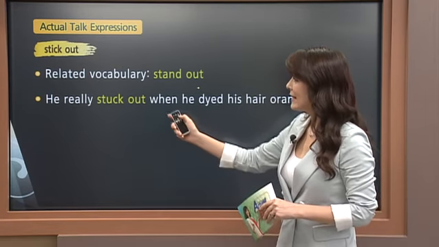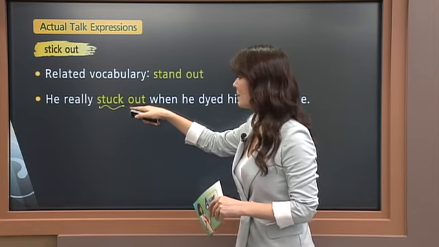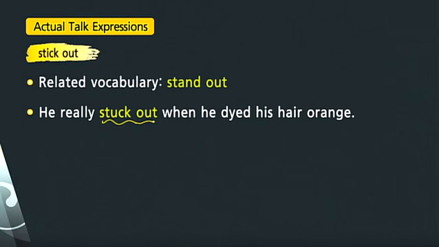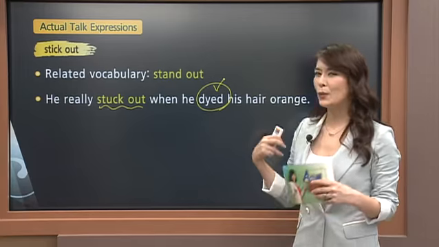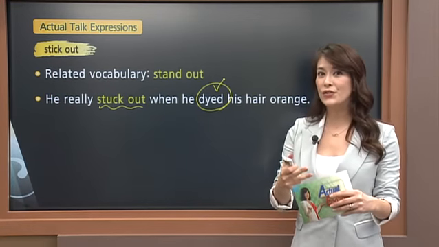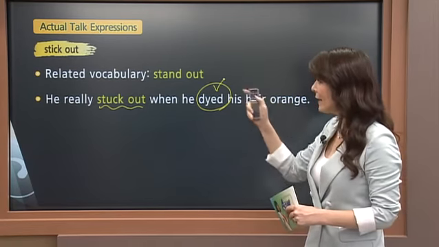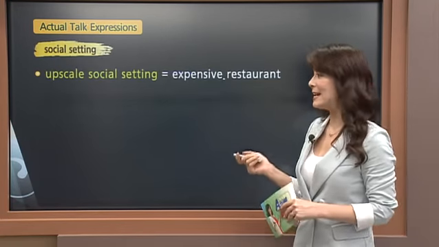All right, moving on, you can say he really stuck out. The past tense of stick, stuck out when he dyed his hair orange. Now, dye in this case does not mean to pass away. It means to color one's hair. So he really stuck out. He stood out because the color of his hair was orange, okay? That's how you can use stick out or stand out.